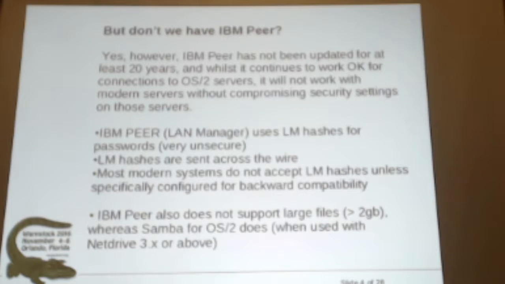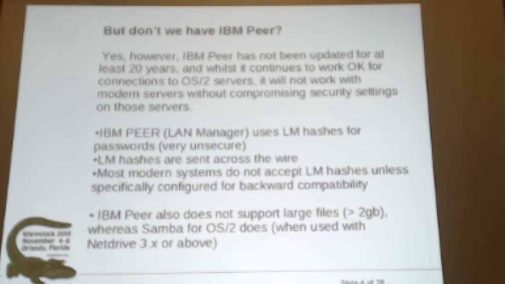Okay, but why don't we just use IBM Peer? A lot of people will ask, hey, I've got file and print services working using IBM Peer. Why would I want to stop using that and start using something like Samba? Firstly, it's probably 20 years since IBM Peer was seriously updated. It does work okay for connections to and from OS/2 servers and probably with other older servers. But if you want to connect with something like Windows 10 or Windows Server, in pretty much all cases, you'll have to compromise on security settings on those servers to get OS/2 talking to them.